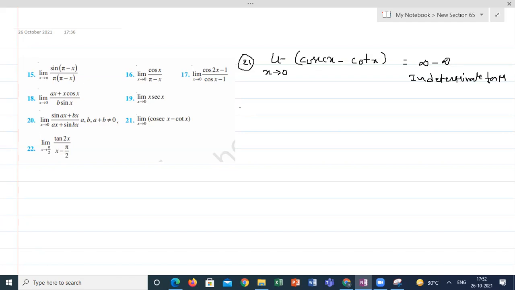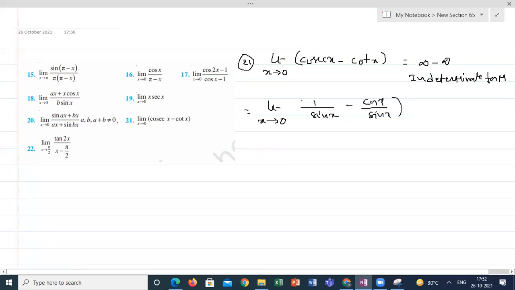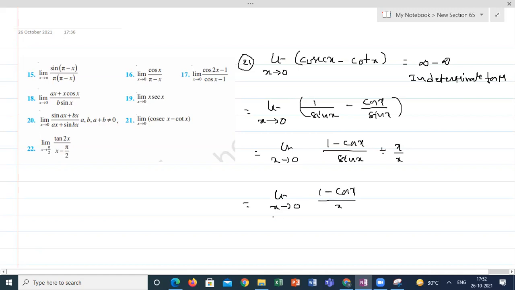So how to deal with this question? We can convert the cosecant to 1 by sine and cot to cos by sine. So the LCM is limit x tends to 0, (1 minus cos x) by sin x. Divide both the numerator and denominator by x. So limit x tends to 0, (1 minus cos x) by x, divided by limit x tends to 0, sin x by x. This is 0 by 1. Answer is 0.